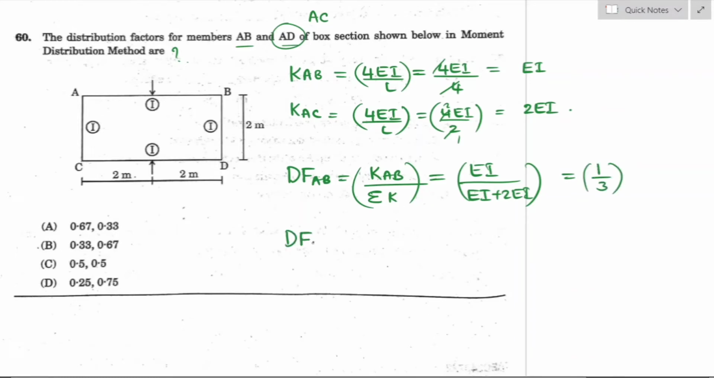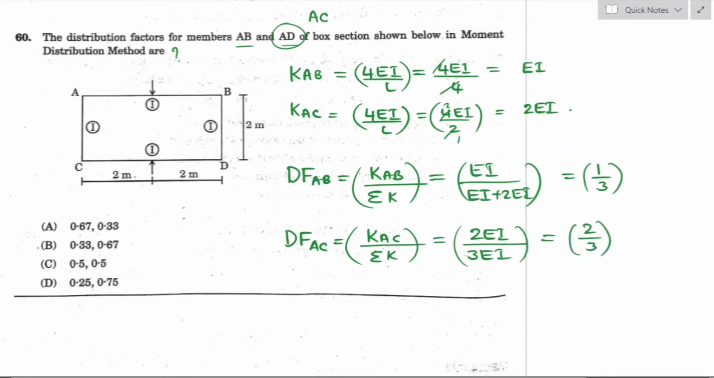Similarly, distribution factor for member AC is stiffness of member AC divided by summation of stiffness. So, stiffness of member AC is 2EI and summation of stiffness is 3EI. So, it is the ratio of 2 by 3. So, the distribution factor for member AB is 0.33 and distribution factor for member AC is 2 by 3, which is equal to 0.67. So, option B is the right answer.